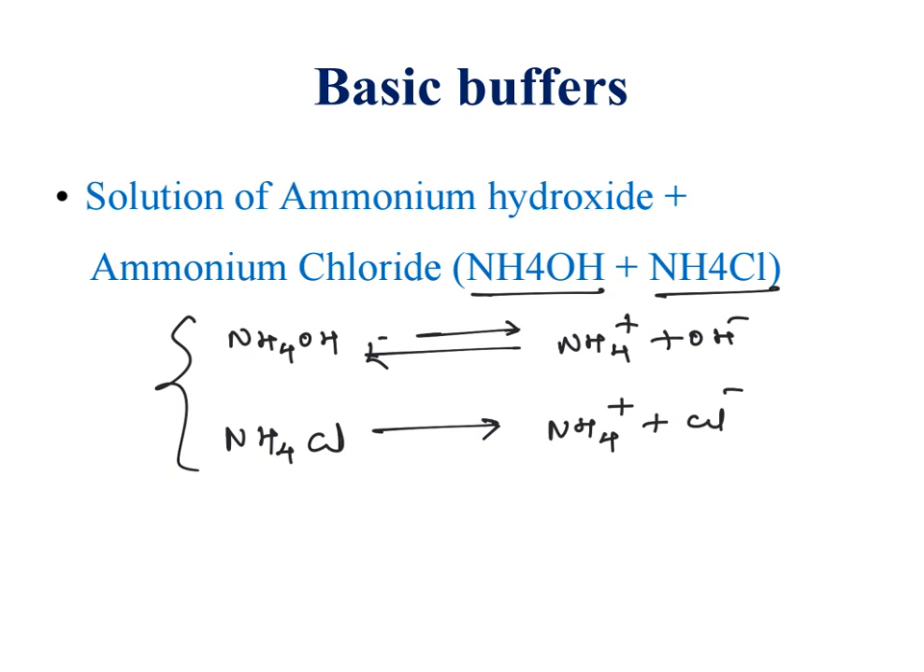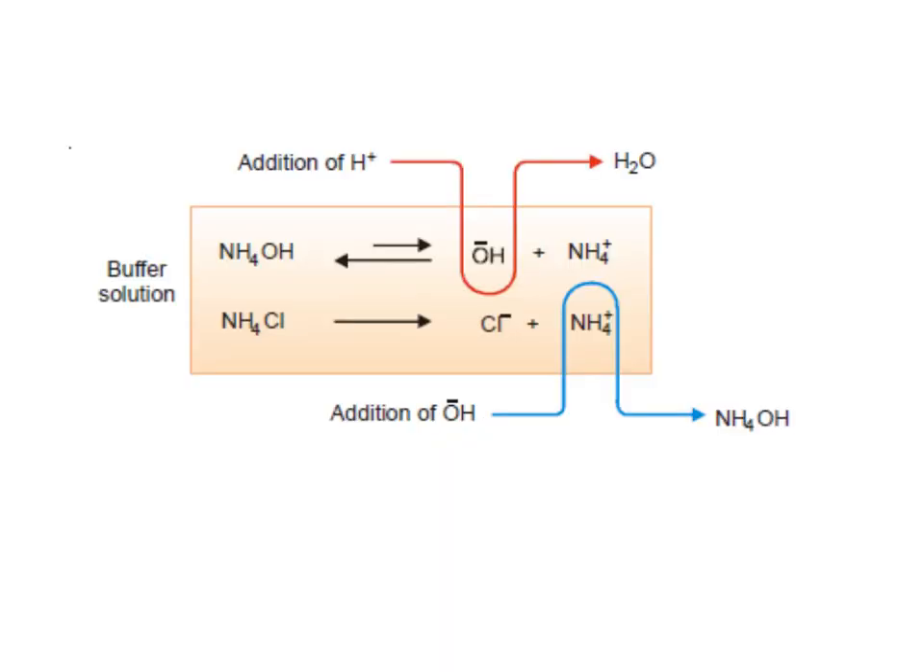Once dissociated, how does it act as a buffer solution? Let's understand that. Again, I am representing here a buffer solution. Ammonium hydroxide is a weak base, which is dissociated some percentage into NH4 plus and OH minus. Ammonium chloride is a salt which is dissociated into Cl minus and NH4 plus. Now in this case also, let's take two things, acid and base.